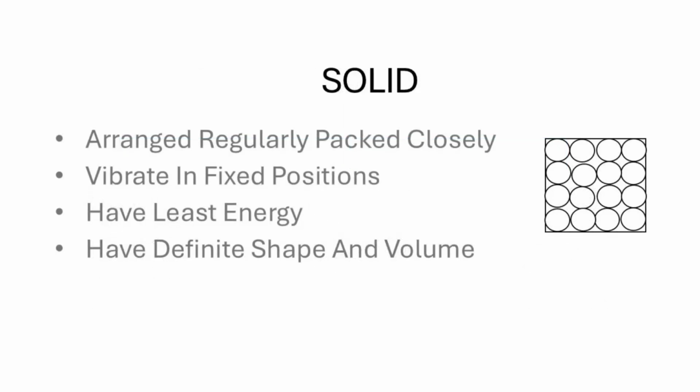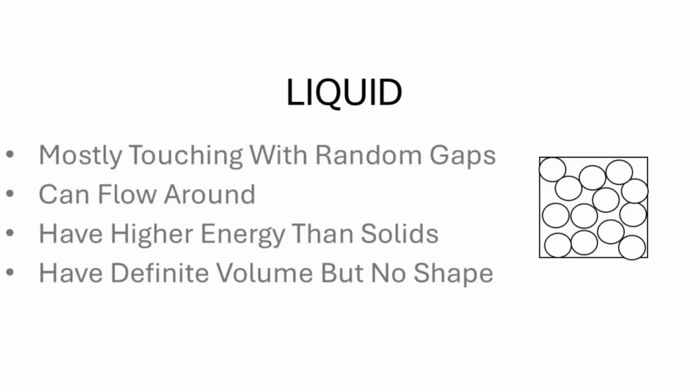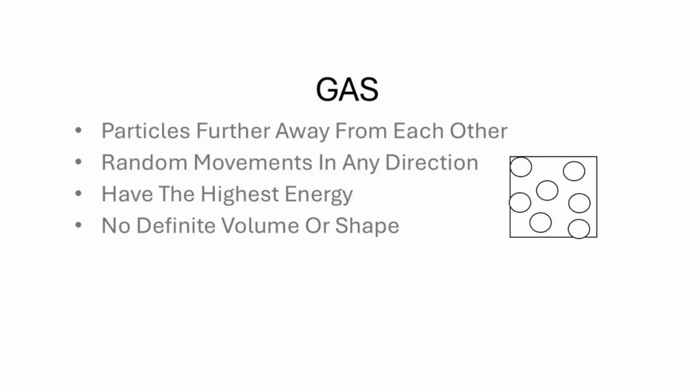In solids, particles are tightly packed in a fixed arrangement. They vibrate in place but don't move freely, resulting in a definite shape and volume. In liquids, particles are still close together but can move past each other, giving them a definite volume but allowing them to take the shape of their container. Gases have particles that are far apart and move quickly. They have neither a fixed shape nor volume, expanding to fill their container completely.